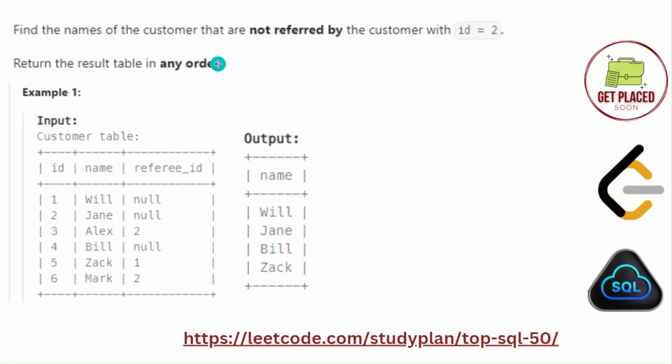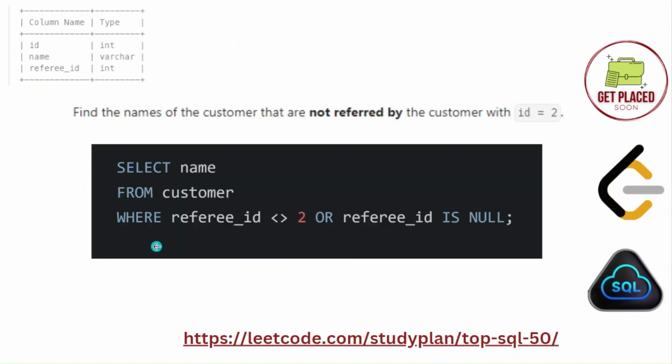Also, in the previous example, you can see the table consists of null values, right? So, we will mention or refer ID is null. So, all these things are retrieved. If it is not equal to 2, yes, this is retrieved. Or if it is equal to null, this is also retrieved. If it is equal to 2, then it is not retrieved. Okay. I hope you understand how we wrote.